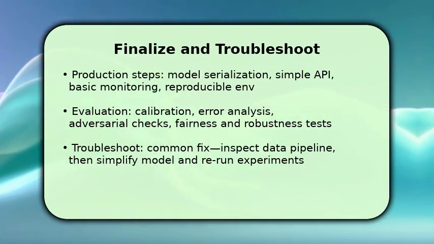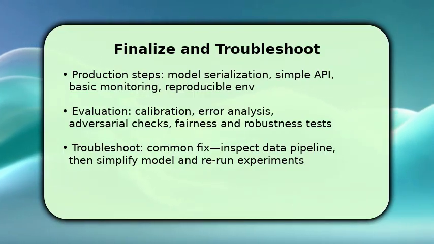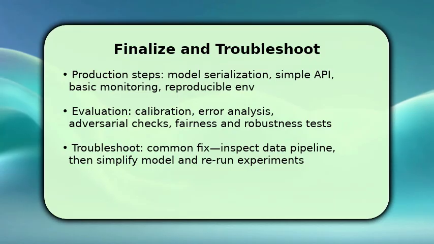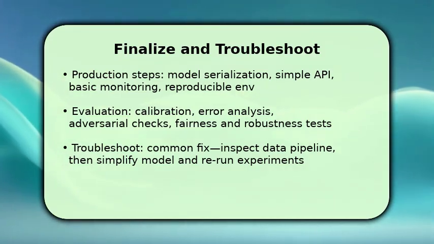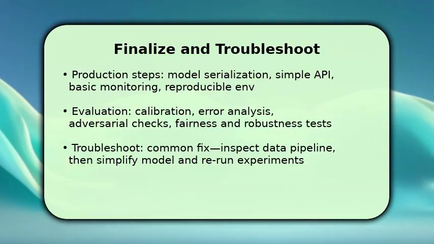Then perform thorough evaluation, calibration plots, confusion analysis, and simple robustness checks. If things go wrong, first inspect the data pipeline for leaks or preprocessing mismatches. If the problem persists, simplify the model and rerun controlled experiments to isolate the issue.